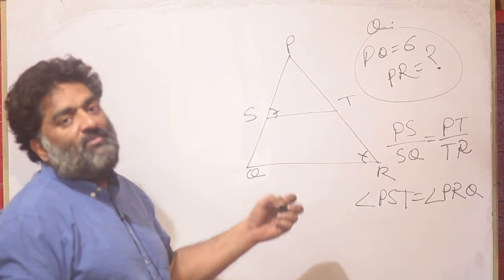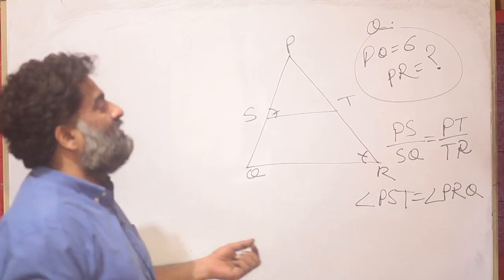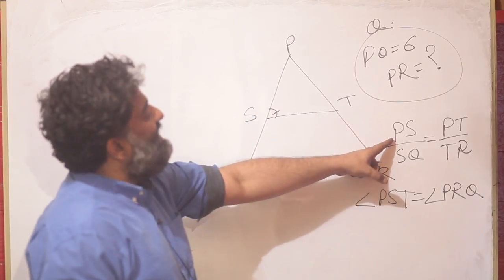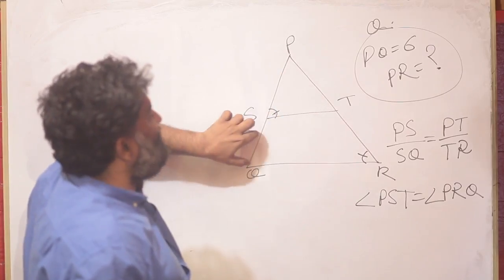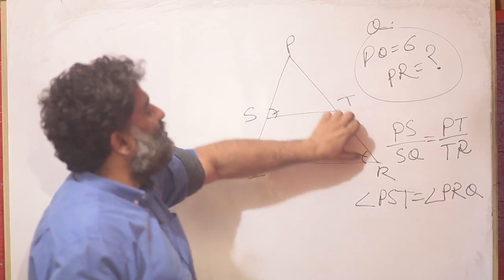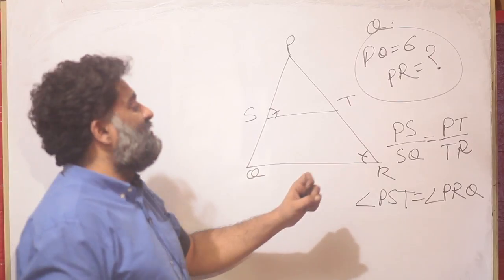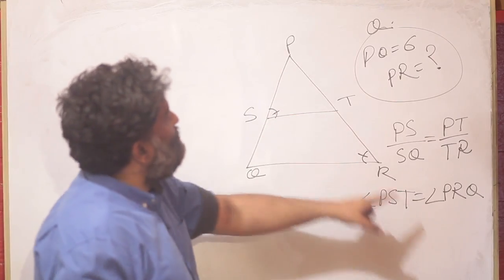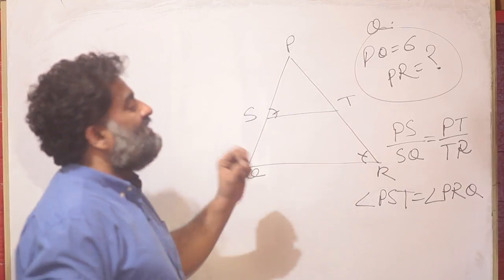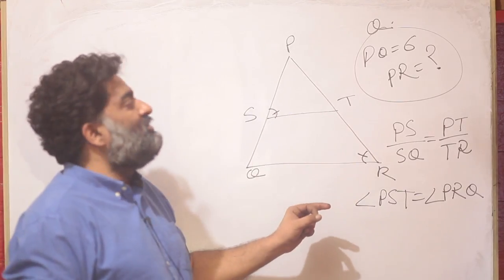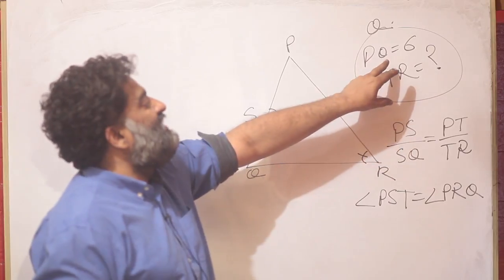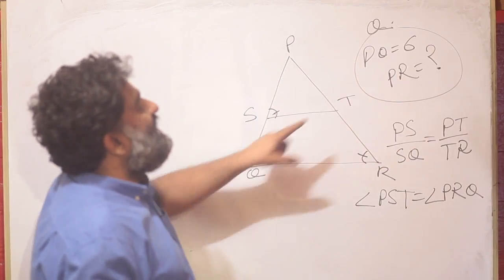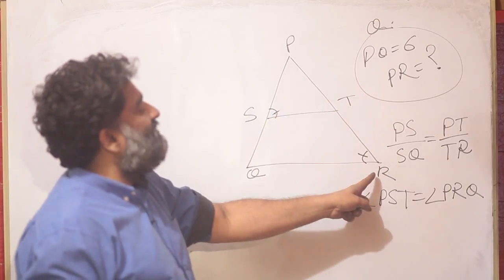So let's try one more problem and try and apply the theory that we have learned. This is the information given to me, that PQR is a triangle. PS upon SQ is equal to PT upon TR. This is one part of the information. And the other is angle PST is equal to angle PRQ. And one more piece of data is that PQ is equal to 6 units. And your question is, what is the value of PR?